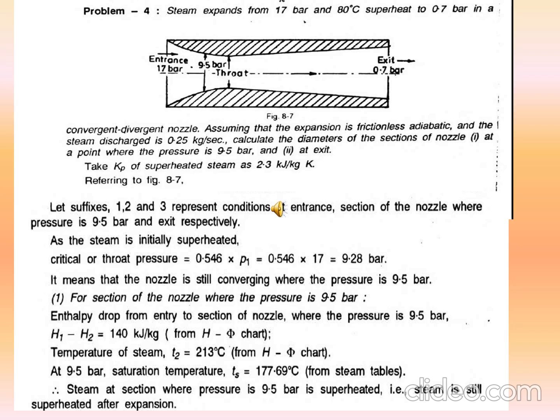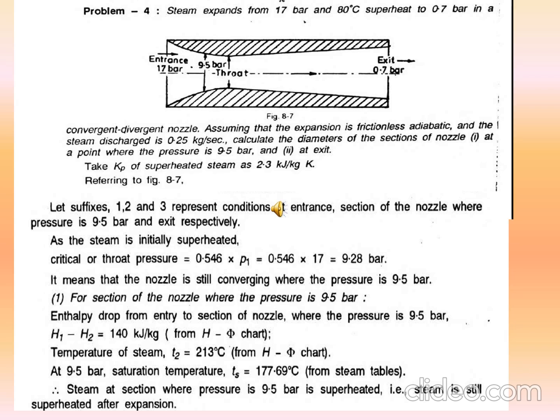We know that P1 is given as 17 bar and T1 is given as 80 degrees centigrade. First of all we have to find out P2 because the P2 value is not given. According to the superheated steam equation, P2 equals 0.546 into P1. In place of P1 we put the value 17, and we got 9.28 bar, which is the P2 value. So we got the P1 value and P2 value.